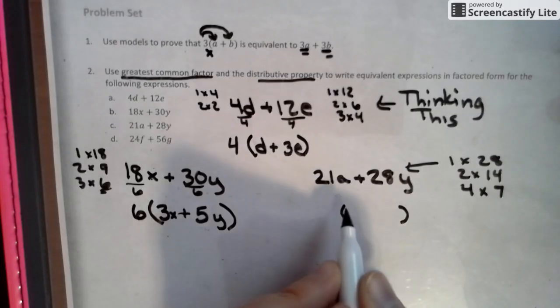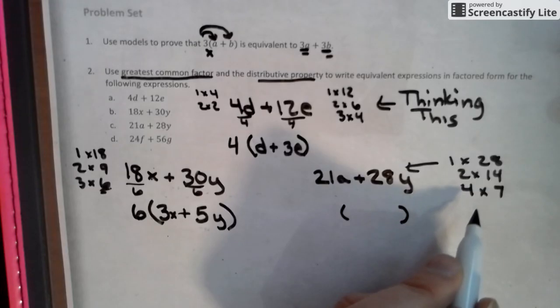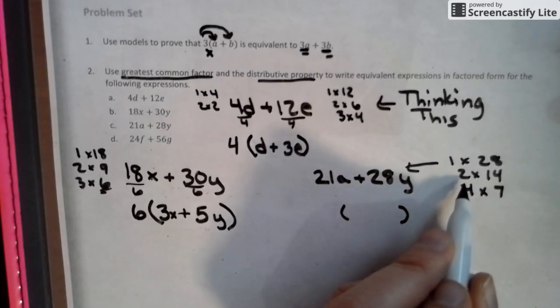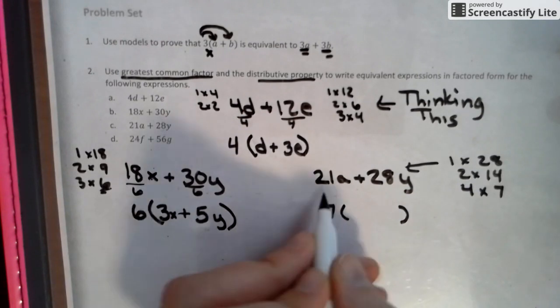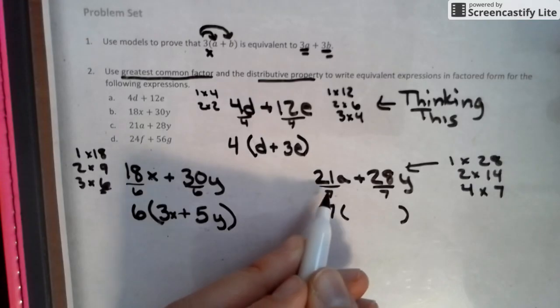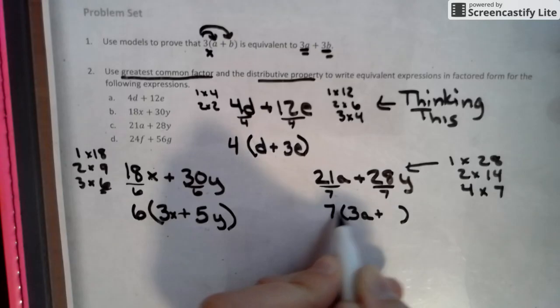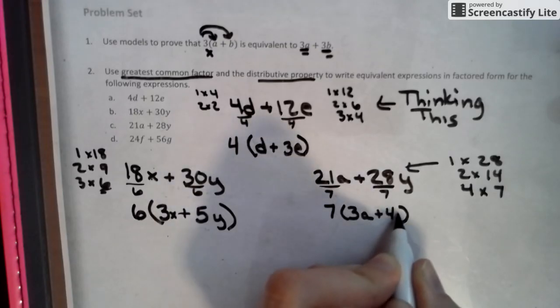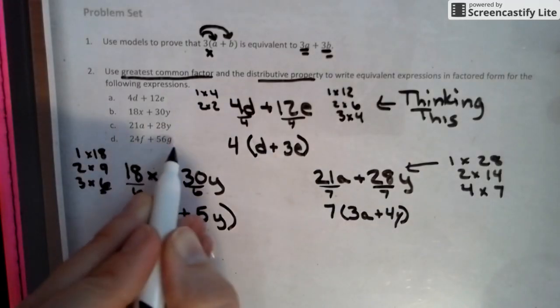Good. So when I look at these numbers, 4 doesn't go into it. 2 doesn't because it's not even. 1 does. 28's too big. 14 doesn't. But a 7 does. So if I divide both of these numbers by 7, the coefficients, 7 goes into 21 3 times. Don't forget my A. And then 7 goes into 28 4 times, and then the Y. All right, so let's try one more.